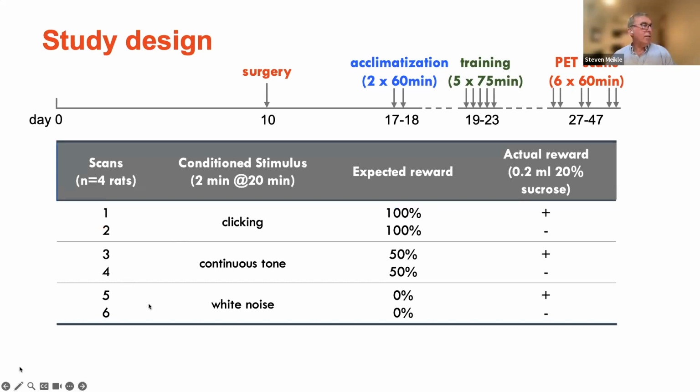So these are the scans that each animal underwent. These are the stimuli that they learned during the training sessions and which they heard during the PET scan. If they heard a clicking sound, they learned to expect a reward 100% of the time. If they heard a continuous tone, they expected a reward roughly half the time randomly. And if they heard white noise, they had no expectation of a reward. You can see during the PET scan, sometimes we gave them the reward after hearing the sound, sometimes we didn't.